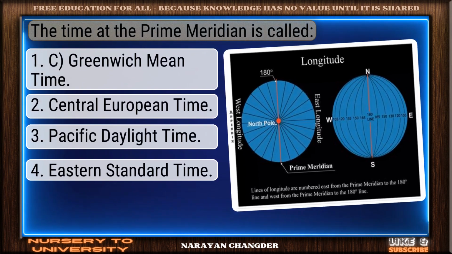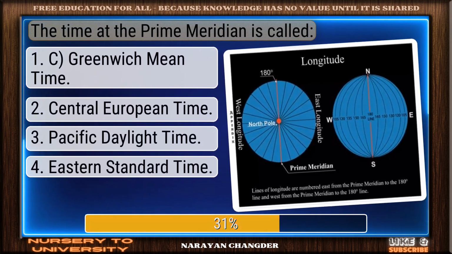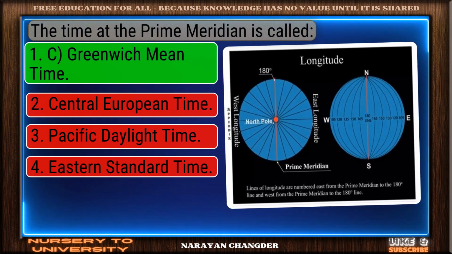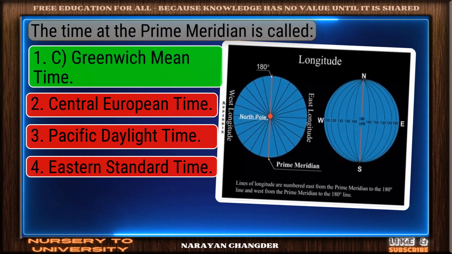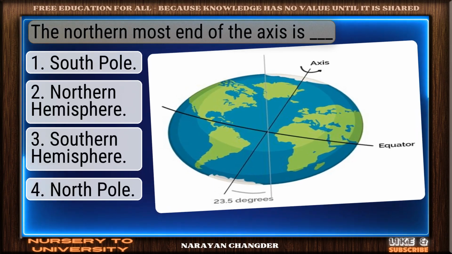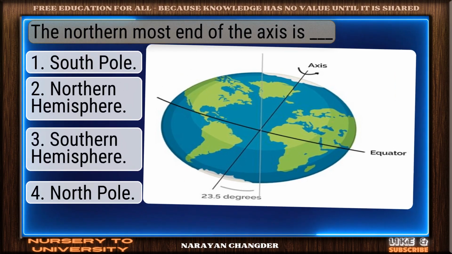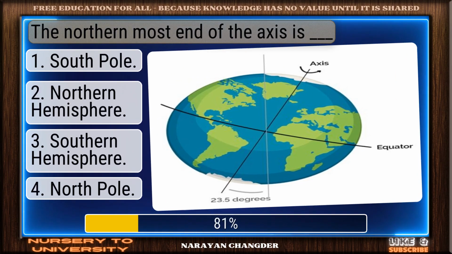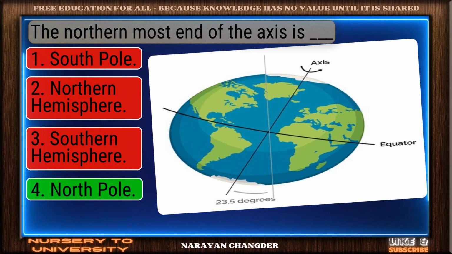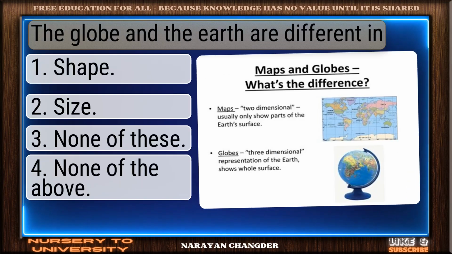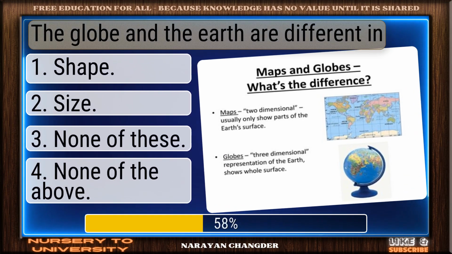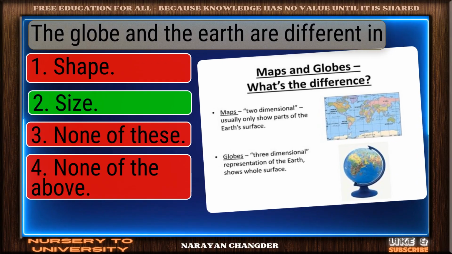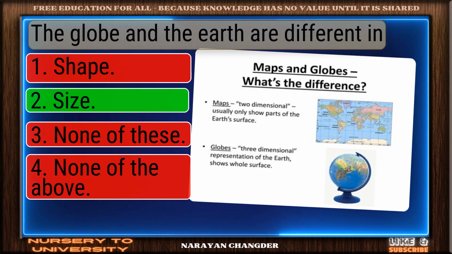The time at the prime meridian is called. Good job. Your answer C, Greenwich mean time works well here. The northernmost end of the axis is dash. You chose North Pole, and it is correct. The globe and the Earth are different in. Solid response. Size is a valid choice.